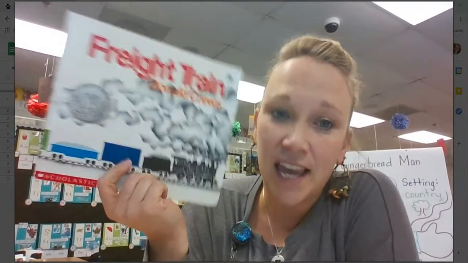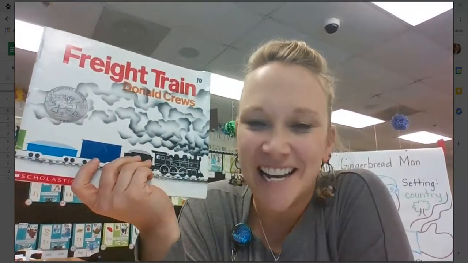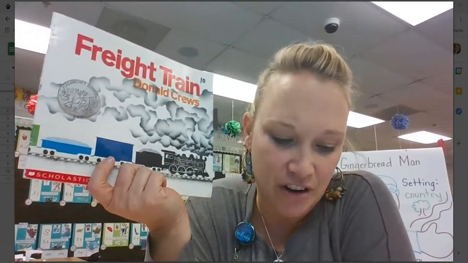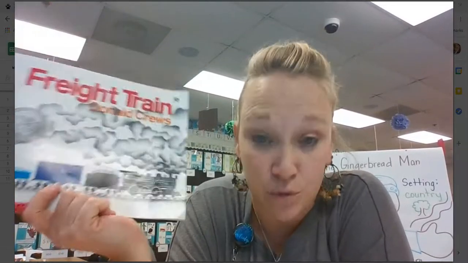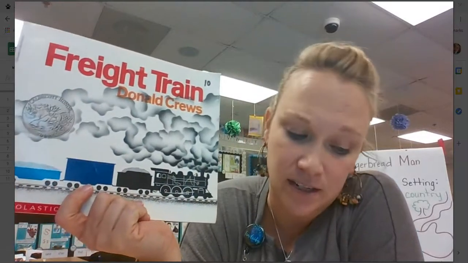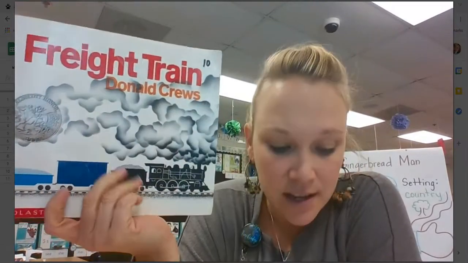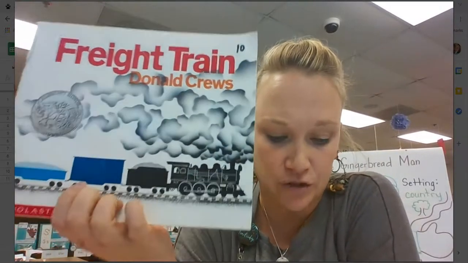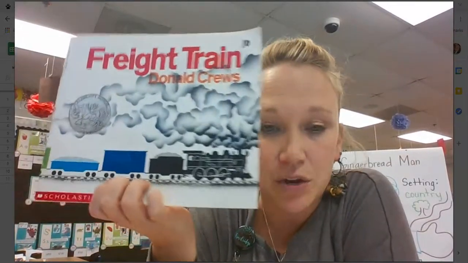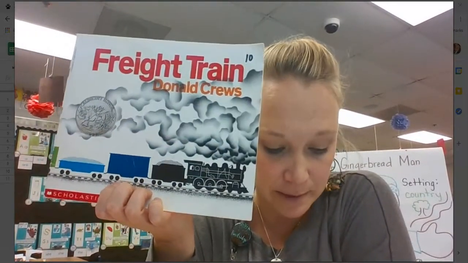All right, so again, Donald Crews is the author and illustrator of this story. As a boy, his father worked on the railroad, and his family took trips on trains to visit Donald's grandmother. He became super interested in trains, and when he grew up, he learned more about trains so that he could write the story, Freight Train.